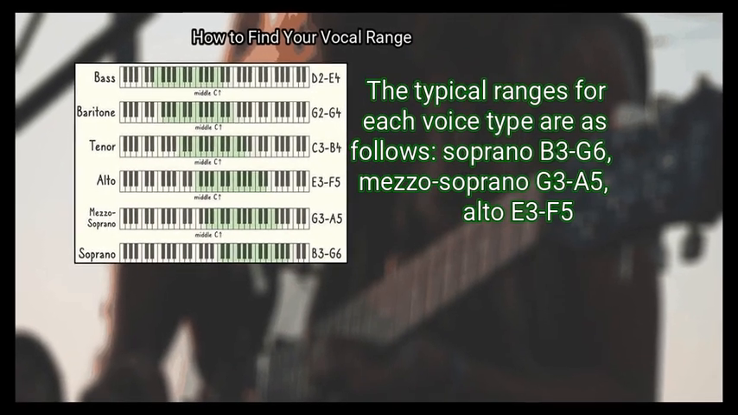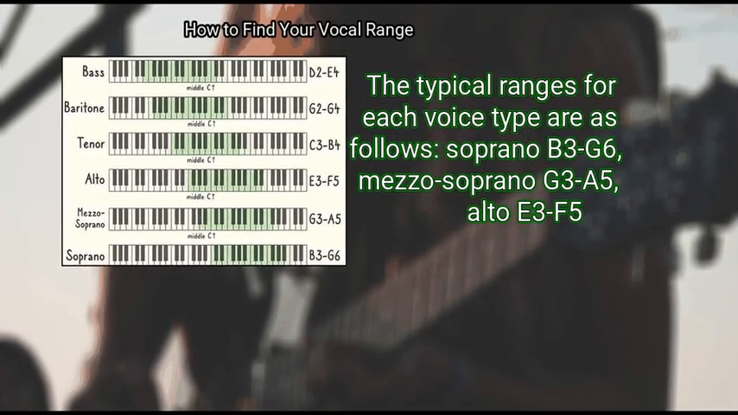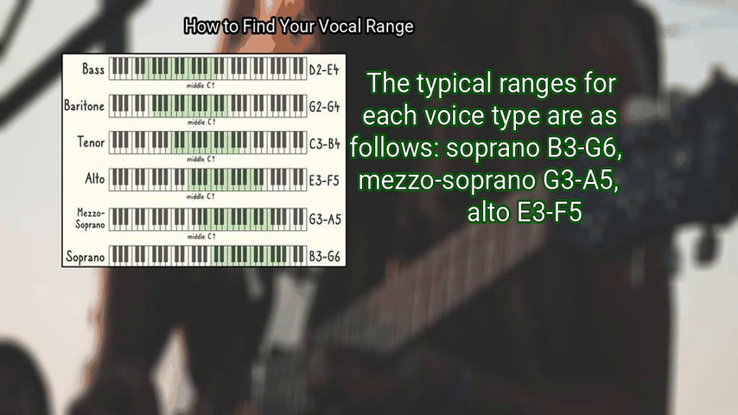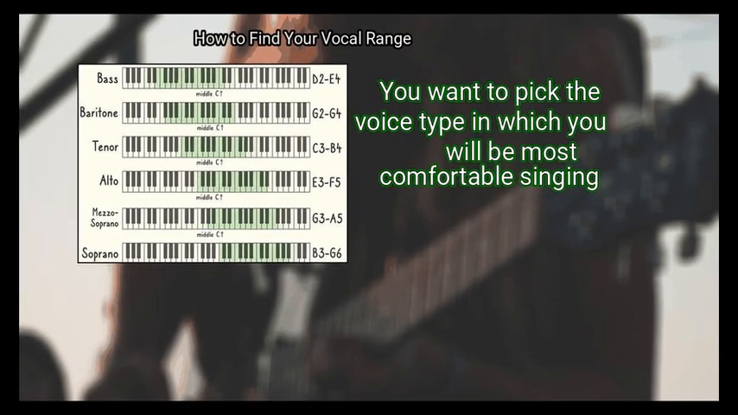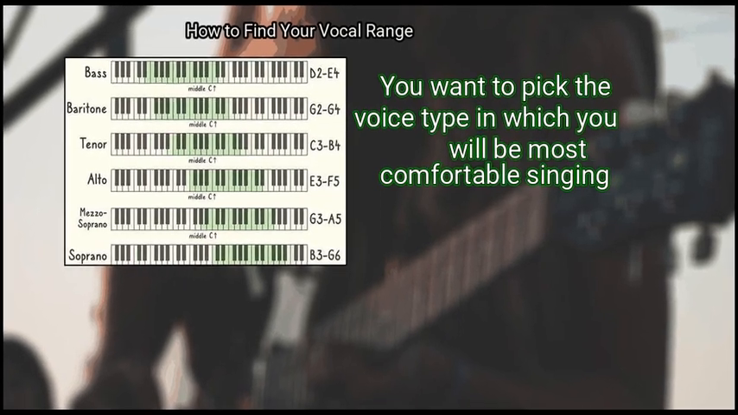The typical ranges for each voice type are as follows. Soprano B3 to G6. Mezzo soprano G3 to A5. Alto E3 to F5. You want to pick the voice type in which you will be most comfortable singing.